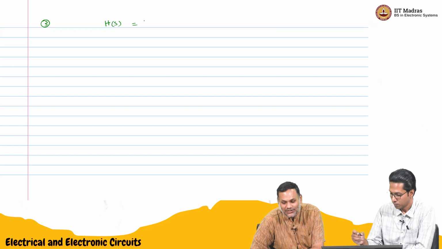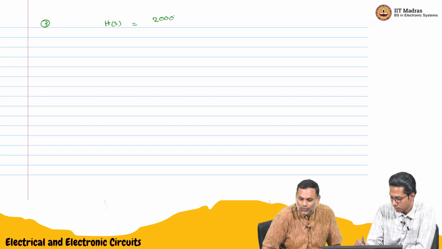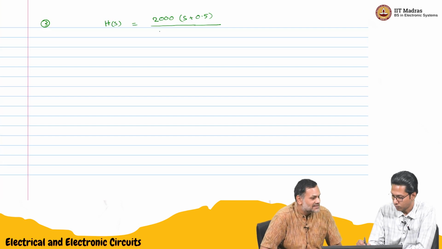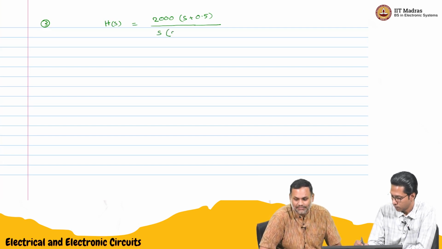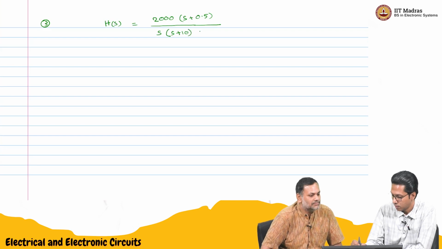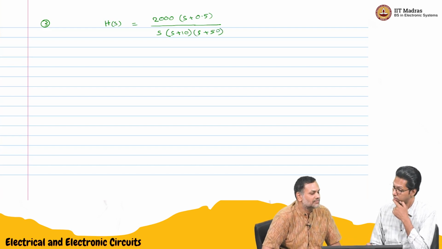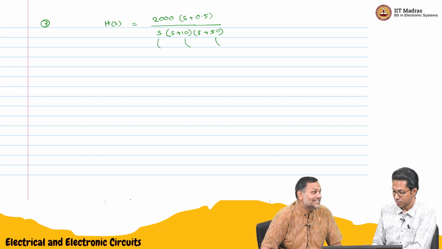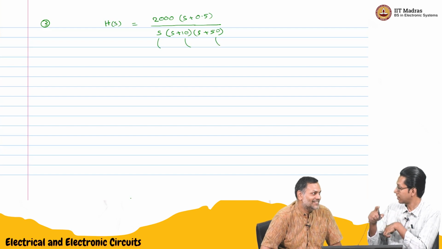Let's say H of s is 2000 into s plus 0.5, divided by, let me do one thing, I'll put in 3 poles. So s into s plus 10 into s plus 50. So there are 2 poles here, and then there is another pole at the origin, like we have taken j omega.